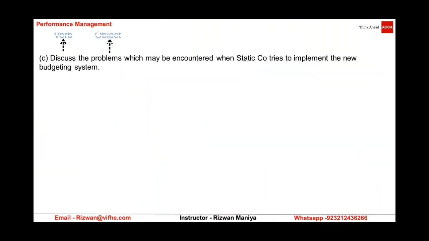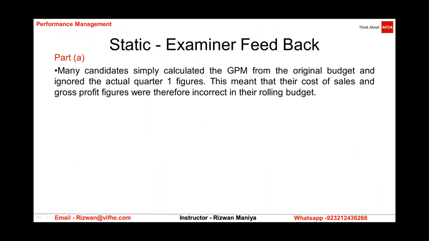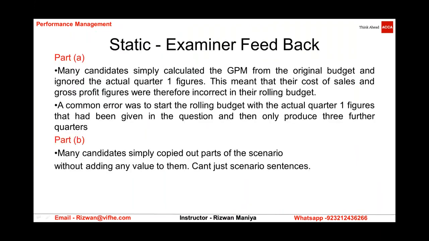Now let's move towards the examiner feedback. What examiner has to say about the two parts that we just solved. In part A, many candidates simply calculated gross profit from original budget. This is the feedback from examiner. So we had to take actual, because actual is important, and ignored the actual quarter one figures. This is the examiner feedback. This meant that their cost of sales and gross profit figures were therefore incorrect as well.